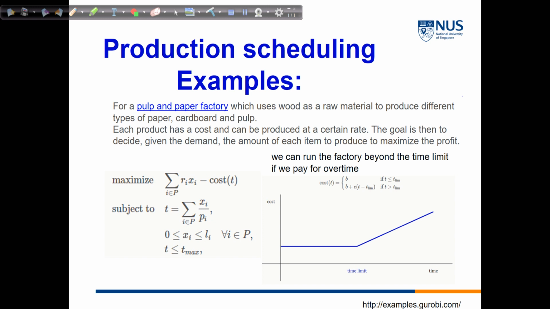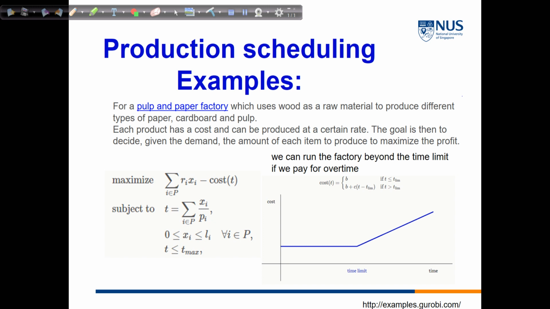And if we want to optimize this problem, how do we formulate it? First, think about what variables you want to decide. What are the decision variables for this problem? We want to decide the amount of each item to produce. Each item, the amount. So it can be a continuous variable for amount x. Right, so you can put x as a variable here.